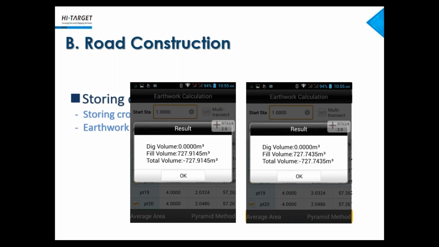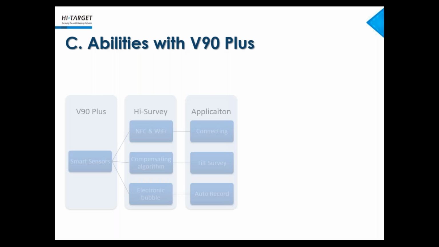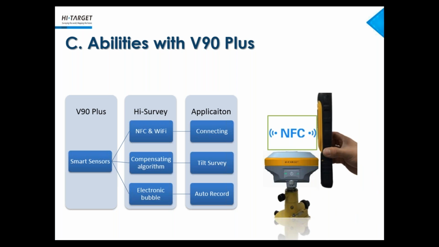Part C is for the ability with V90 Plus. So we all know that V90 Plus is a very strong GNSS receiver, and there are a lot of smart sensors inside. In order to make full use of the sensors, HiSurvey is equipped with the NFC function, so it can easily help you to establish the connection. Even the HiSurvey app will run automatically when these 2 devices get close together.